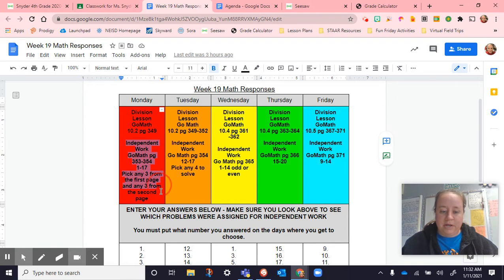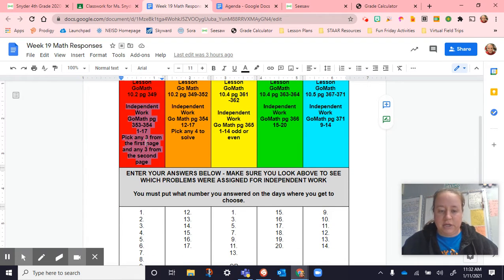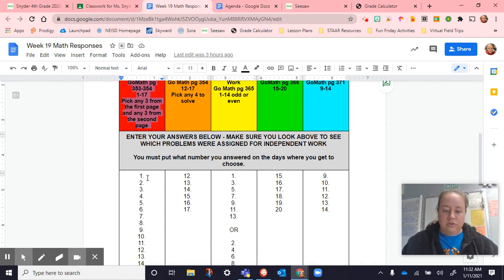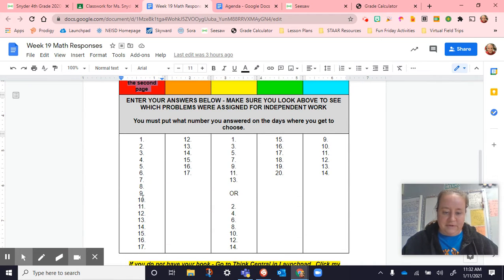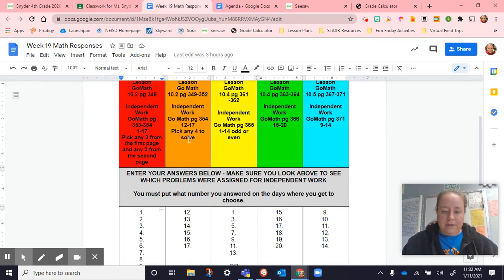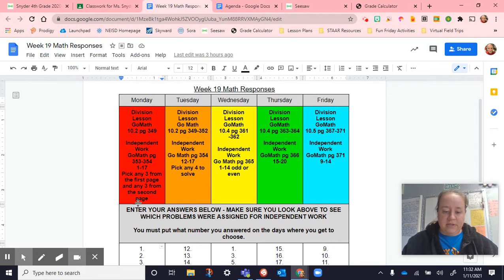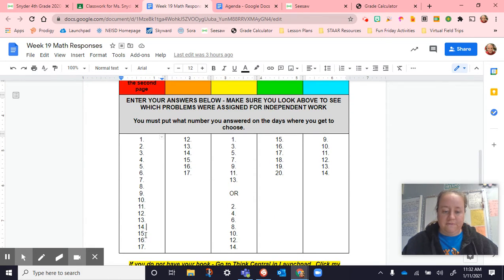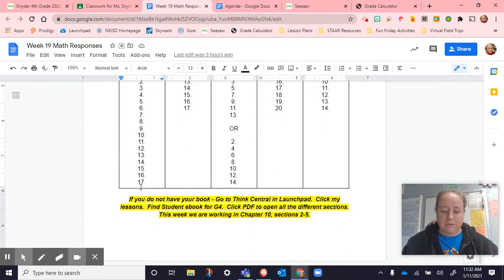Independent work is what you had by yourself. So you're picking 3 from the first page, any 3 from the second page. So again, you're not doing all 17, you're only doing 6. So if you do 2, 5, 10, 12, 13, 14, whatever, just put your answers on the 6 that you chose to do. Okay, so we're doing this first column right here. So this should be filled in with 6 problems.